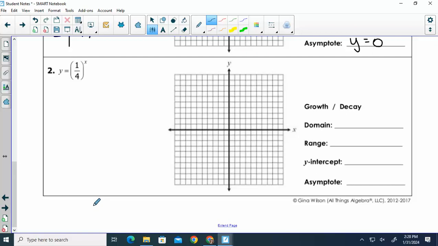When you are graphing these, you have to make sure you're plugging in some positives, some negatives, and 0. Okay, so I usually, we did like -2, -1, 0, 1, 2. That's going to be a lot of points, and you can certainly use Desmos to kind of double check your graphs on these and see if it's lining up. So if I put in a -2, what is 1/4 to the -2?